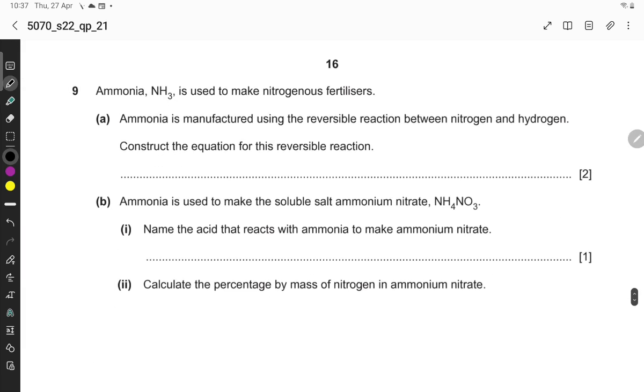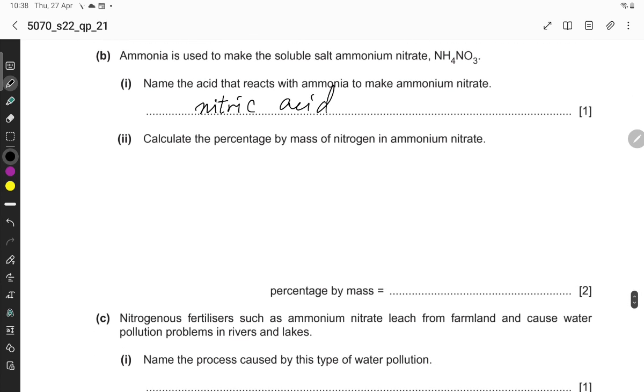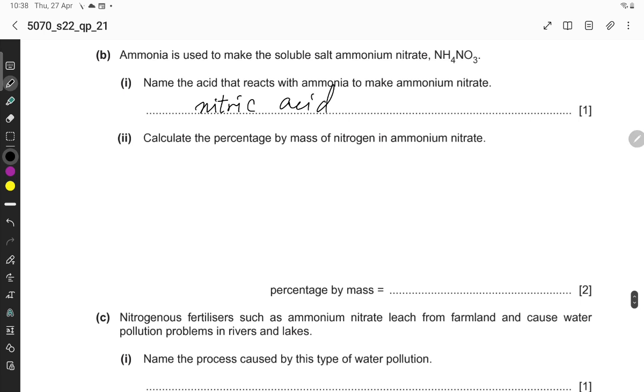Ammonia is used to make nitrogenous fertilizers. Ammonia is manufactured using the reversible reaction between nitrogen and hydrogen: N2 + 3H2 ⇌ 2NH3. Ammonia is used to make the soluble salt ammonium nitrate. Name the acid that reacts with ammonia to make ammonium nitrate. Calculate the percentage by mass of nitrogen in ammonium nitrate.